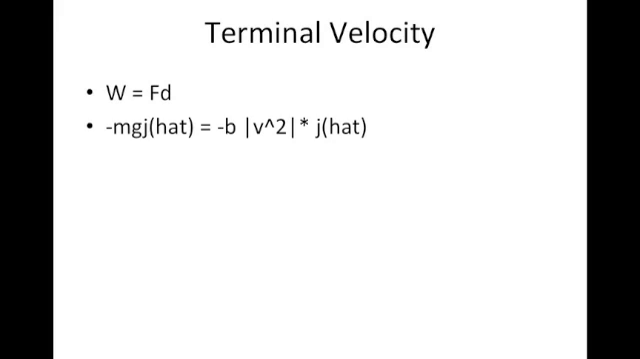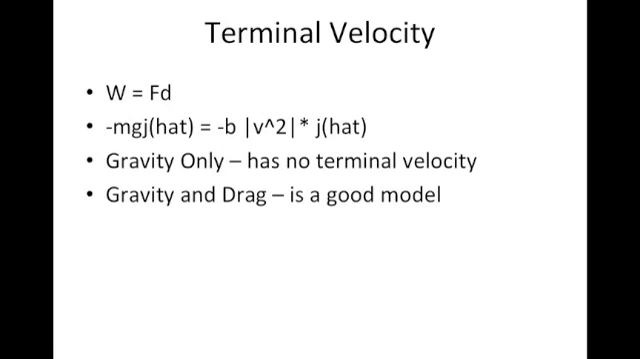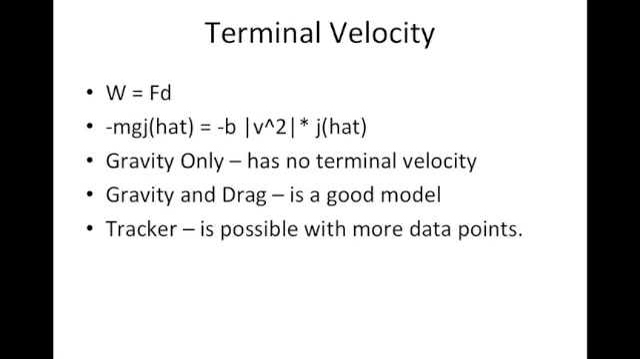As you can see here, terminal velocity occurs when W equals F sub d. Did terminal velocity occur in this lab? Or could it be predicted by the models that we created? Well, I think that the gravity-only model has no terminal velocity because there's no force to oppose it, so the acceleration is always going to be increasing. Gravity and drag is a good model because eventually the drag force will grow big enough, in newtons of force, to oppose gravity so that F net will equal 0. I also think that the tracker is a good model. It's possible that we could see terminal velocity eventually, but we need more data points to tell.